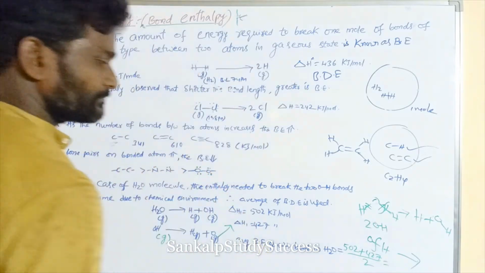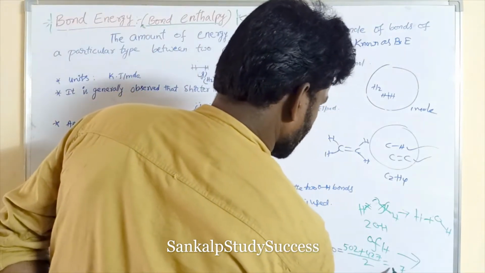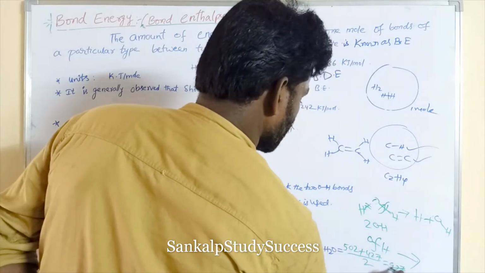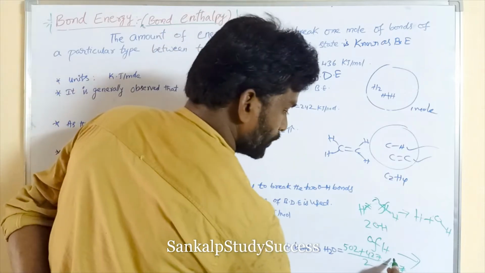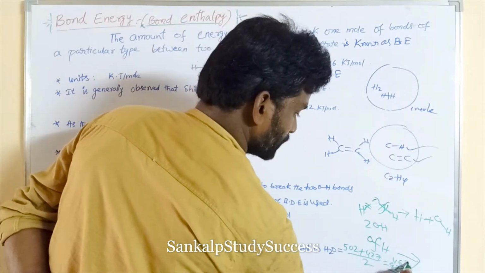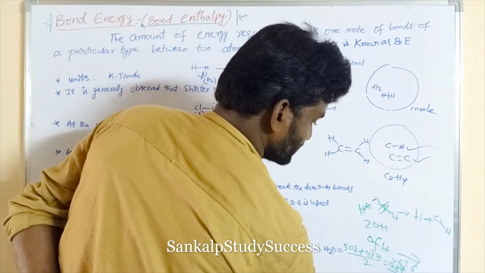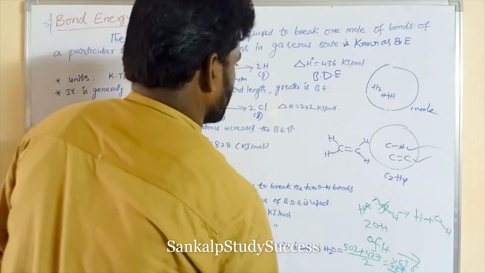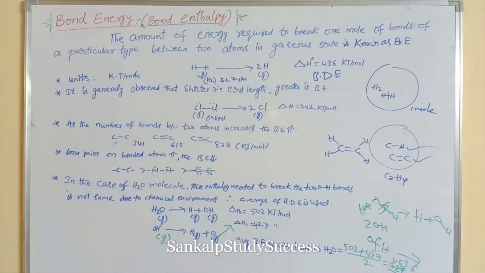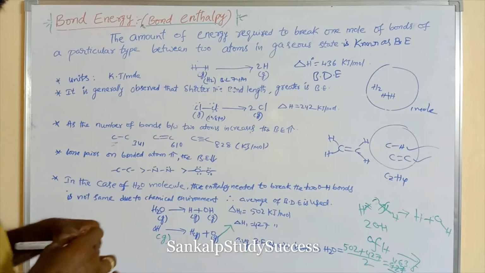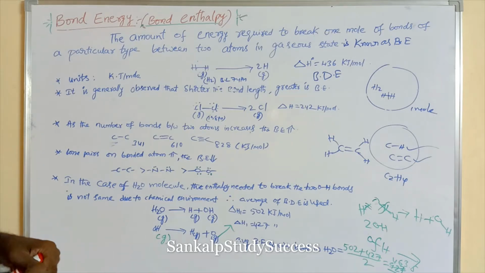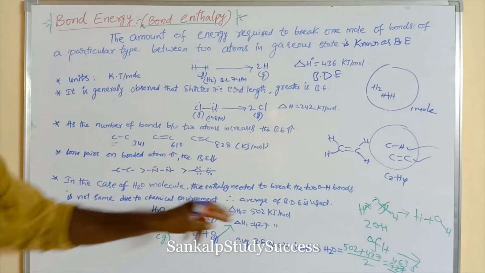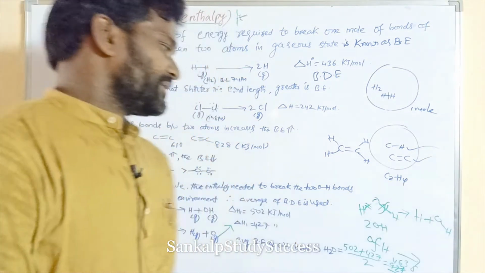So how much? 502 plus 427 is 929, divided by 2, that is 464.5... so 463.5 kilojoule per mole, right? So in the case of the H2O molecule, the enthalpy needed to break the two OH bonds is not the same due to the different chemical environment, right?